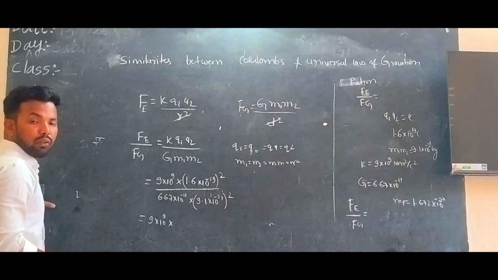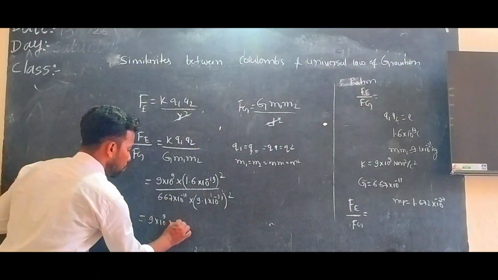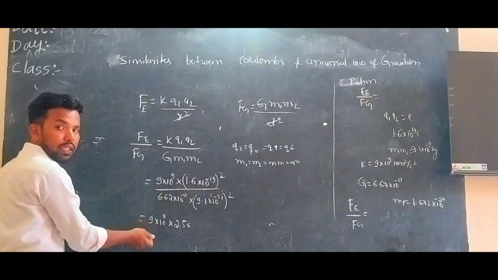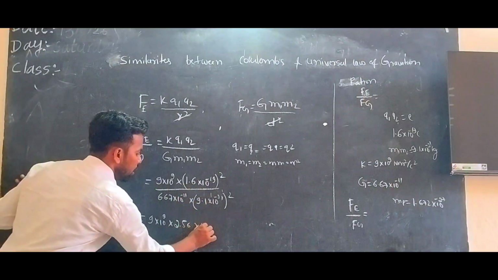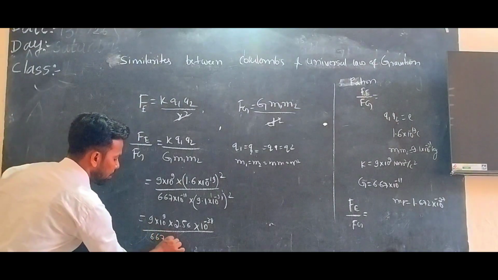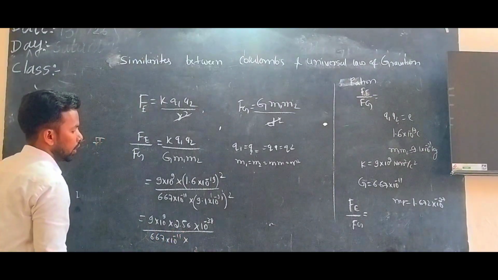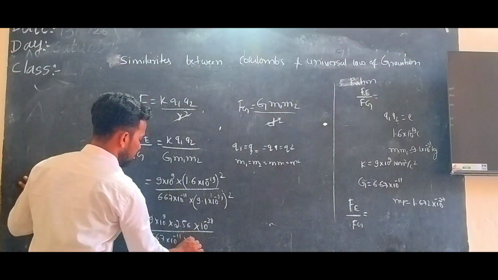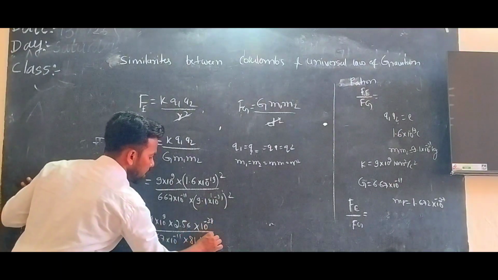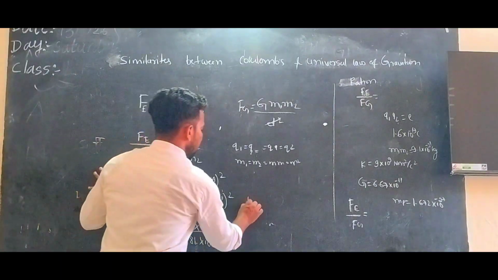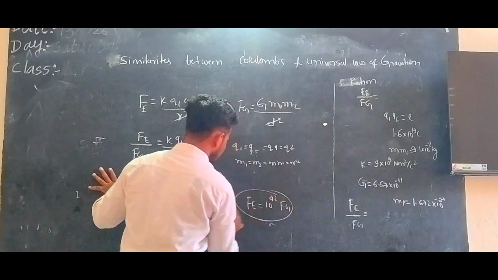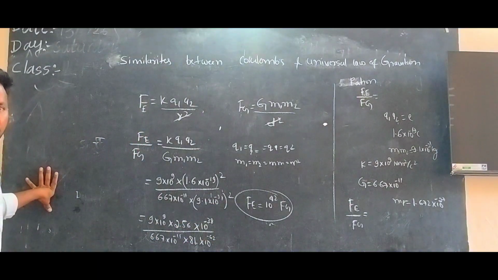1.6. What is square of 1.6? 2.56. So 2.56 into 10 to the power minus 38, divided by 6.67 into 10 to the power minus 11 into this 81. Let us take the approximate value 9.9 square, 81 into 10 to the power minus 62. If you simplify, you get 10 to the power 42 times Fg. So Fe is equal to 10 to the power 42 times Fg.